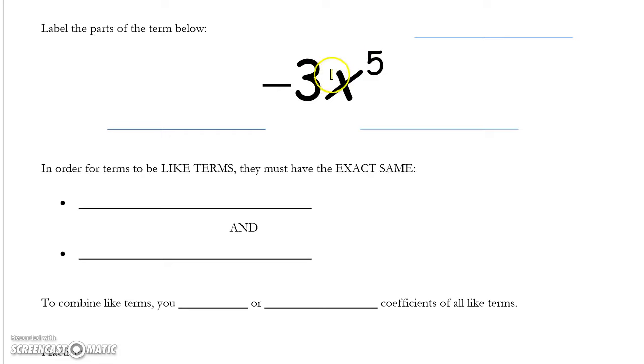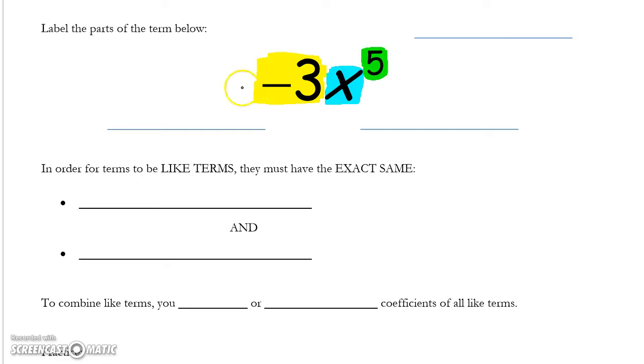There is multiplication in here, there is an exponent in here, but there's no addition or subtraction, so this would all be considered one term. And there's three distinct parts to this term. This -3 is one part, the x is a second distinct part, and the 5 is a third distinct part.